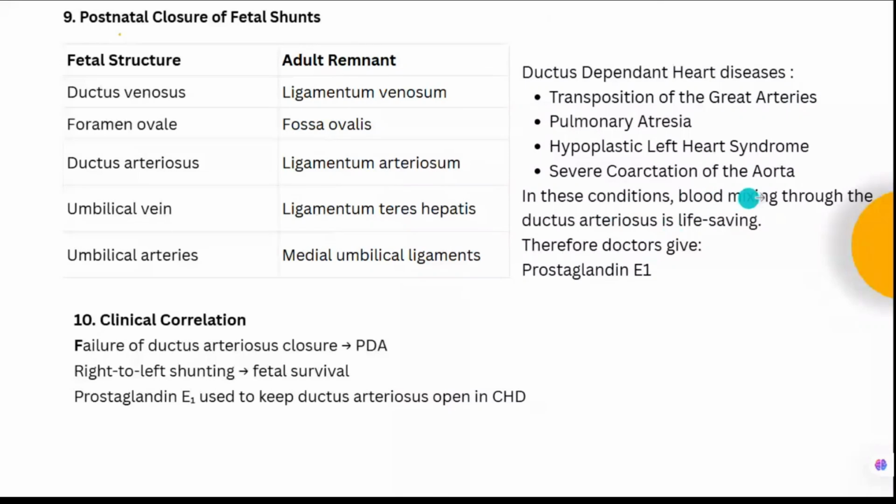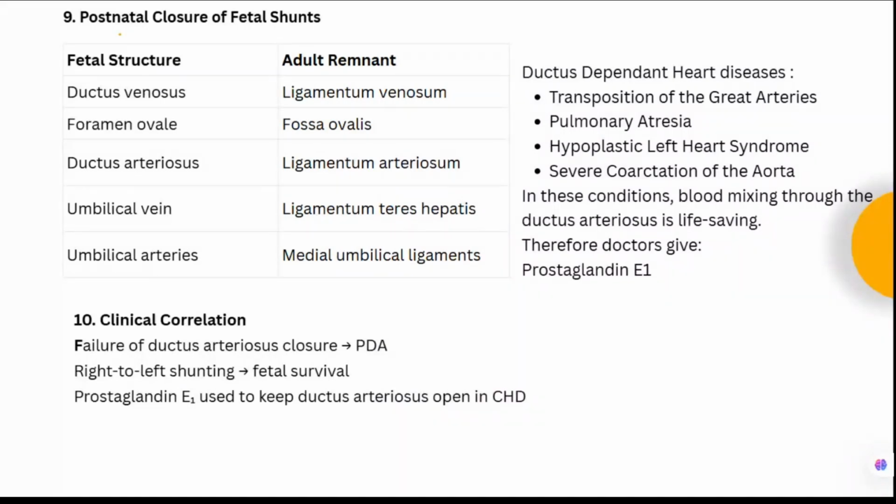In these conditions, blood mixing through the ductus arteriosus is life saving. Therefore, we use prostaglandin even to keep this particular shunt open. Okay, so TGA, pulmonary artery atresia, hypoplastic left heart syndrome, and the severe coarctation of aorta. So these are the different heart diseases in which this ductus arteriosus is going to be very important.